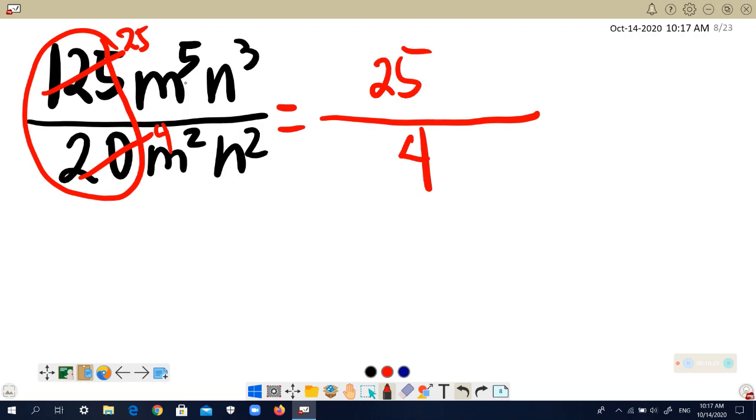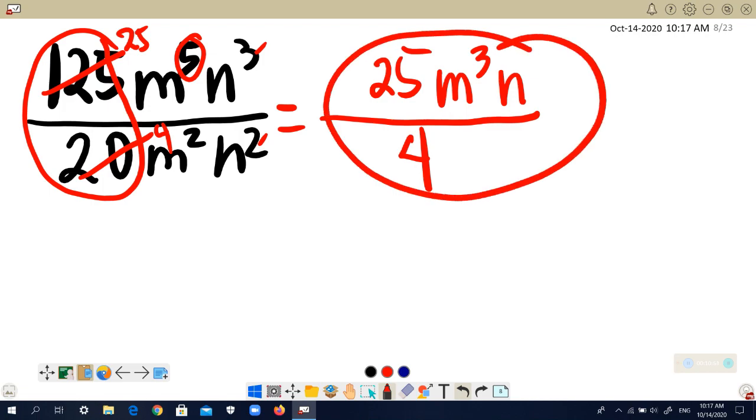Then in terms of the variable m, the higher exponent is on the numerator. So that's why you have the variable m on the numerator. And then 5 minus 2 is 3. And then in the variable n, we have the higher exponent on the numerator. So we have here n, and then 3 minus 2 is 1. So again, 1 as your exponent will not be written. So that's why you already have your simplest form here, 25m cubed all over 4.